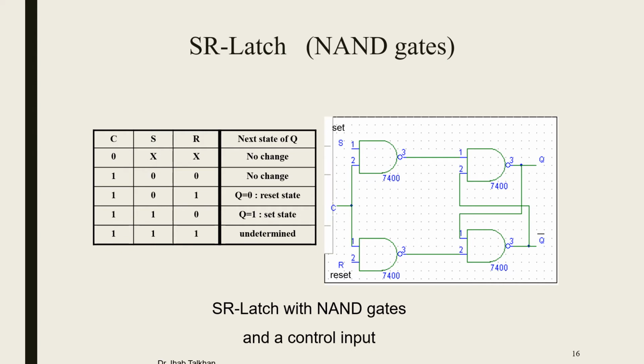The NAND gates now have exactly the same definition as the NOR gate, but here I have an extra two NAND gates in order to comply with the definition for both. So both of them are SR latches, and they both follow the same conditions. When S equals 1, R equals 0 is set. When S equals 0, R equals 1 is reset. When S equals R equals 0 is no change, and the undefined state is S equals R equals 1.